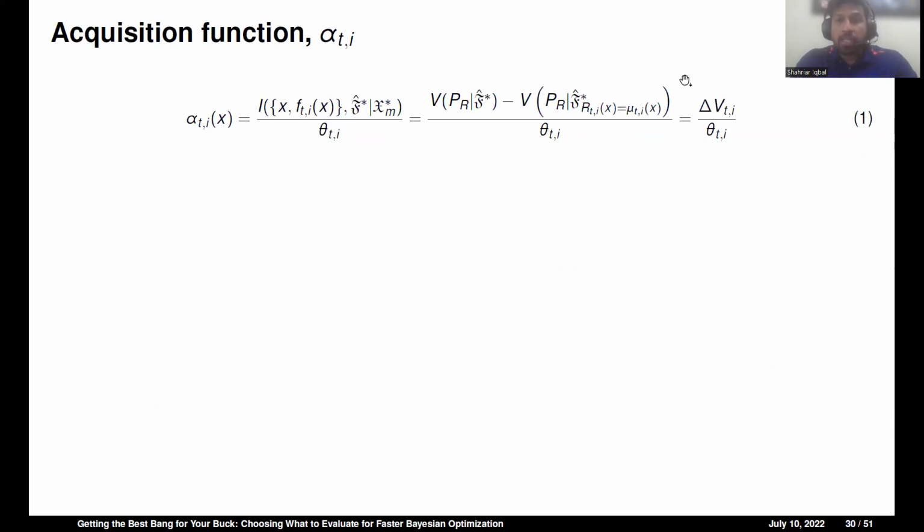The information gain comes from the change of volume of the Pareto region given the current Pareto front, and from shrinking each design of the Pareto region, across each objective, to its mean. So we shrink each design to its mean, divide by cost, and find which provides us the maximum change of volume per cost.